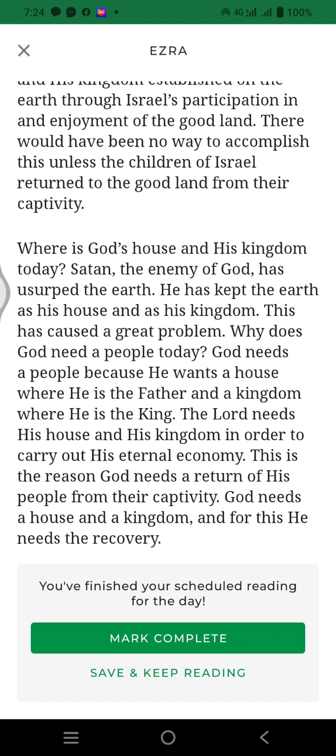Where is God's house and his kingdom today? Satan, the enemy of God, has usurped the earth. He has kept the earth as his house and as his kingdom. This has caused a great problem.